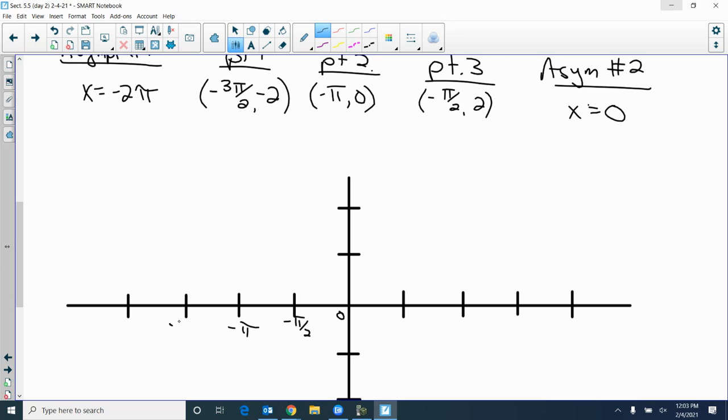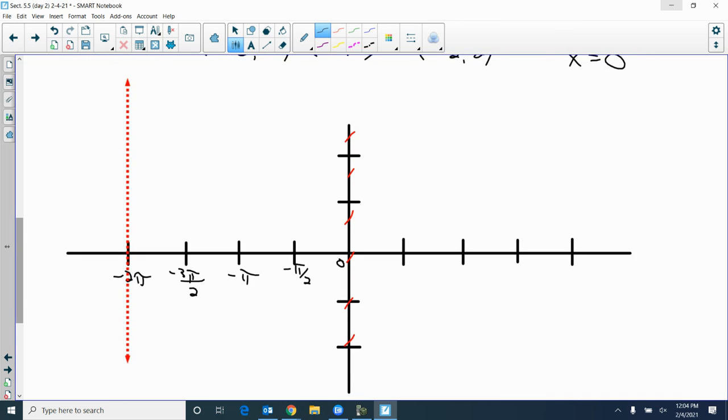Negative pi. Negative 3 pi over 2 and negative 2 pi. And so I'm going to plot the asymptotes. And what were our points? Negative 3 pi over 2, negative 2. And for the y-axis, if you don't mark anything, it's assumed to be 1.